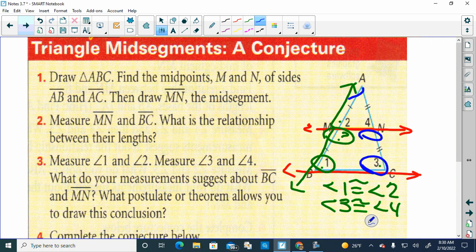Well, what would I do if I wanted to find that? And the bottom too. Well, find 2 and 4, and subtract it. Good. Okay.